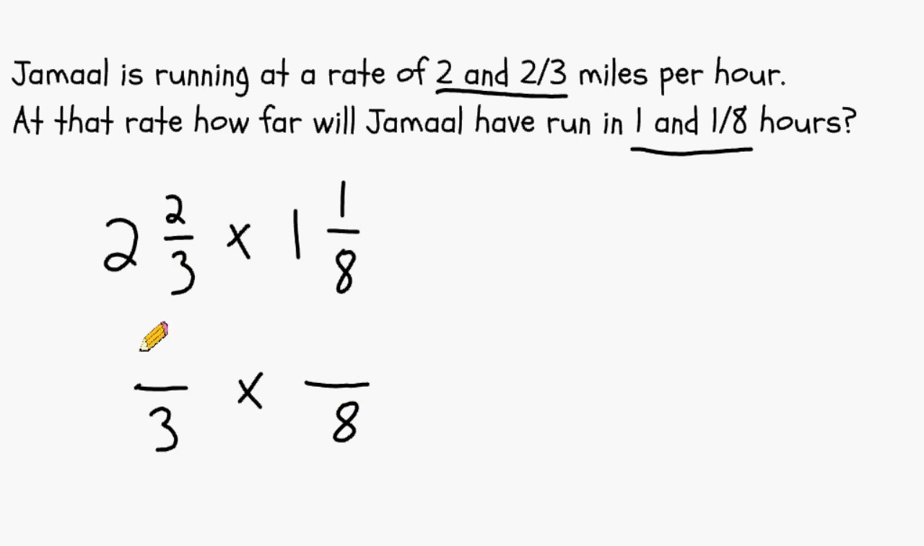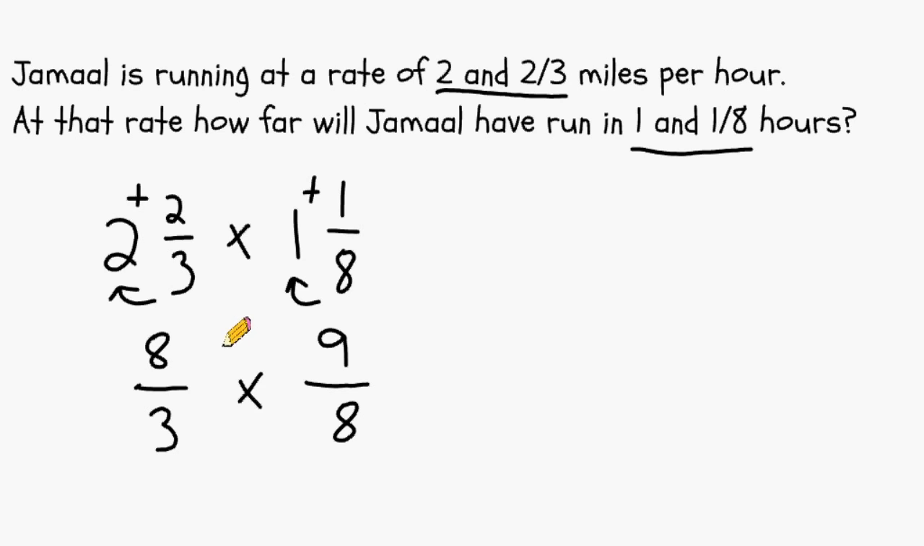Now to get our numerator for 2 2/3, we multiply 3 times 2, which is 6, and then add 2 to that, and that would give us 8. So 2 2/3 is equivalent to the improper fraction of 8/3. And for this numerator, we do 8 times 1, which is 8, and 8 plus 1 more is 9. So 1 1/8 is equal to 9/8.